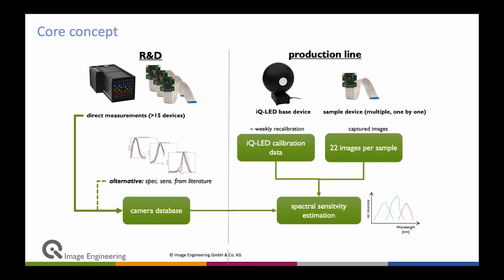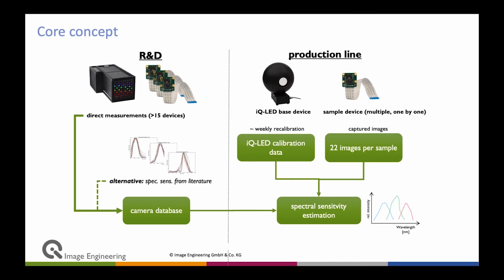If you already have an IQ-LED light source or are thinking about integrating an IQ-LED light source on your production line, also with that, you can do a spectral sensitivity measurement. And that's extremely powerful because the IQ-LED calibration light source can then be used for many different things. With the same light source, you do shading, gain calibration, defect pixel detection, but then white balance and so on. But you can then also do the color conversion calibration or the spectral sensitivity calculation. And we do have a technology for that.